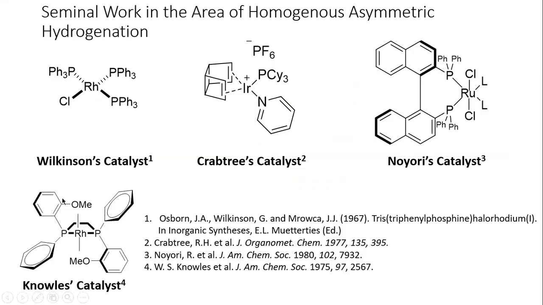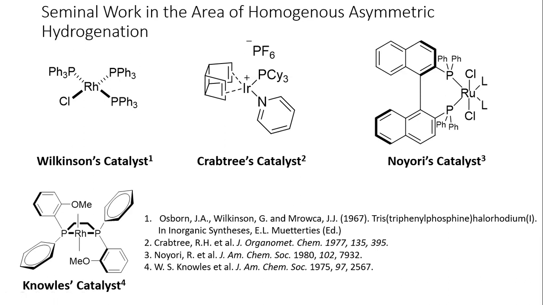These are the seminal catalysts. The Wilkinson catalyst is here. It's a rhodium phosphine catalyst, and it is a fairly efficient catalyst. And I put the references down here, so if you want to go and grab those and check that out, you can. So Wilkinson's catalyst, Crabtree's catalyst is here. It's a cationic iridium-based catalyst.